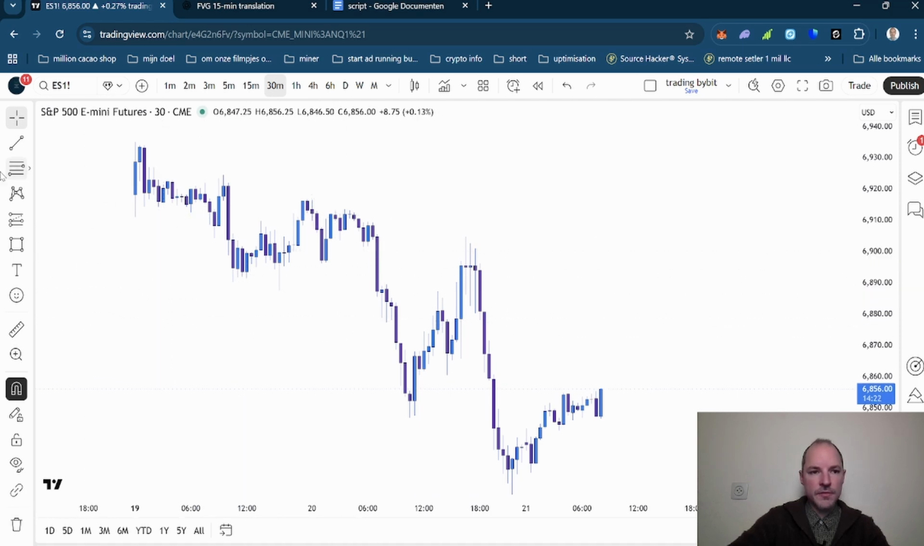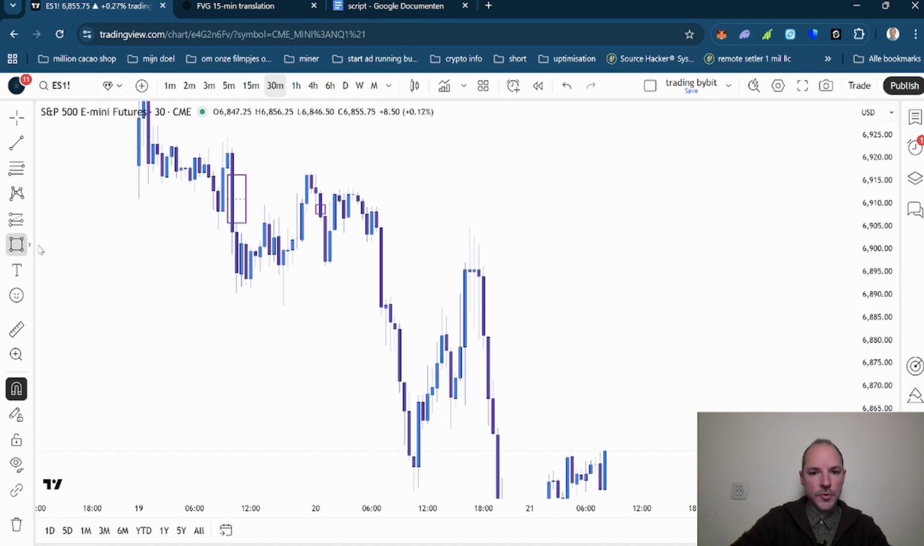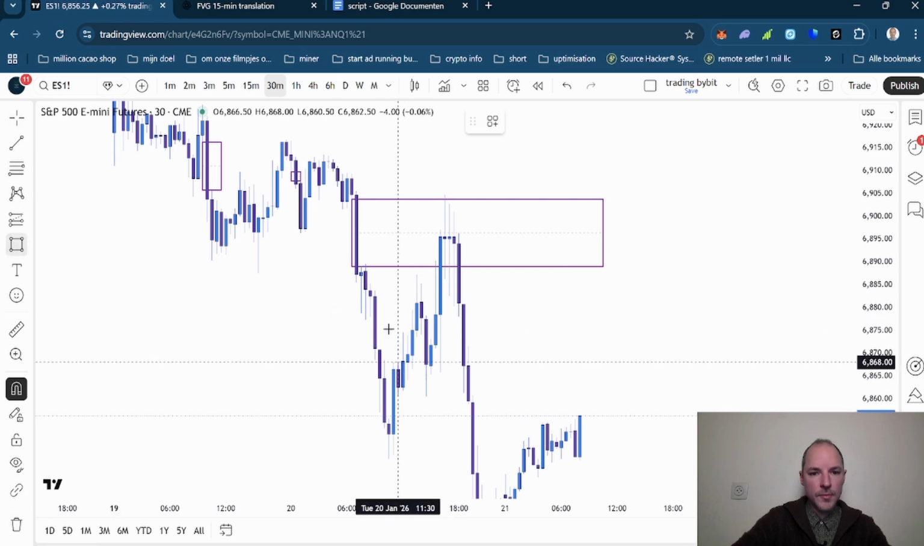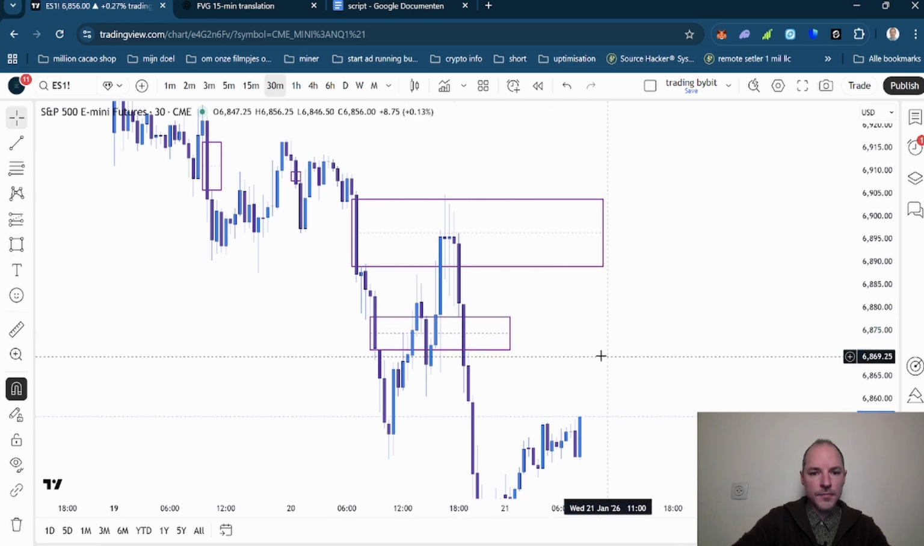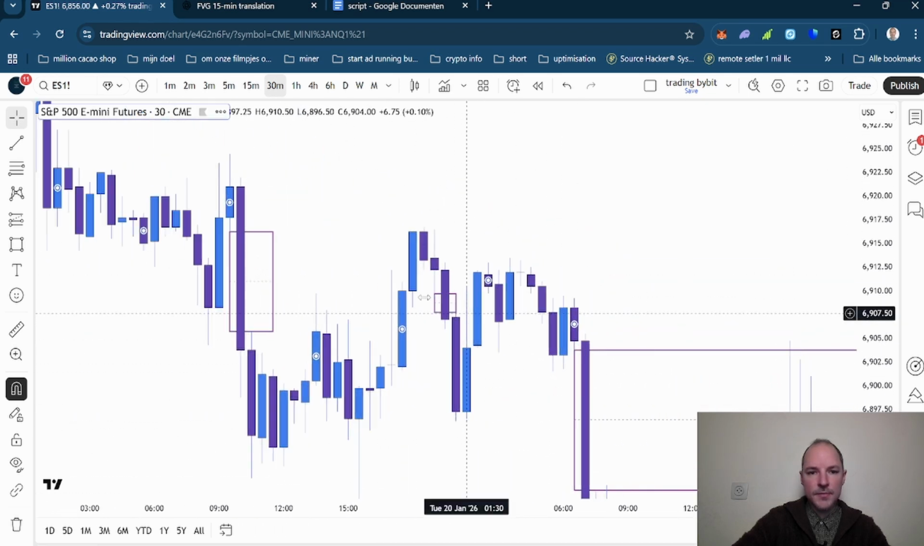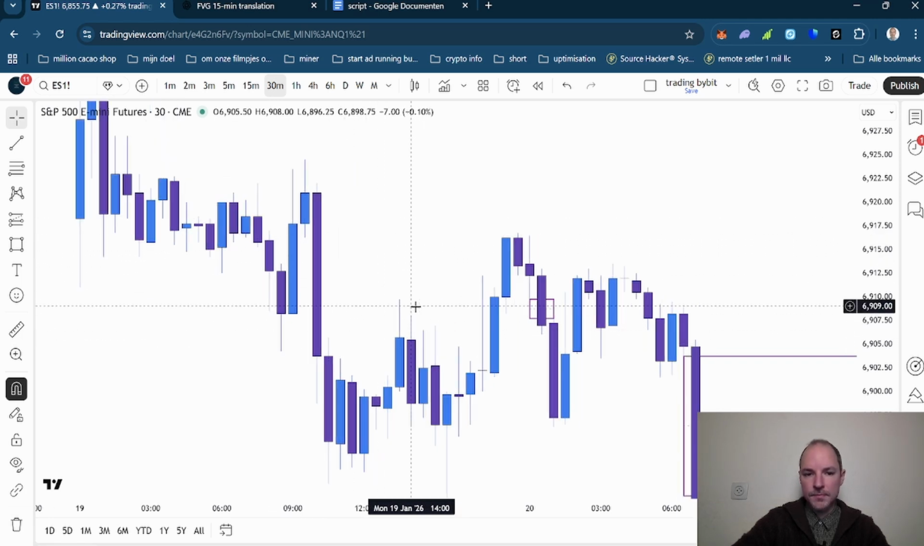So where do we see fair value gaps? We see one here. We can spot one here. You can spot one here. You can spot one down here. You can see them immediately, and it's exactly the same as I showed before. We have a wick, we have a body, and we have a wick. These two wicks do not touch each other. The place in between is the imbalance, or a fair value gap.